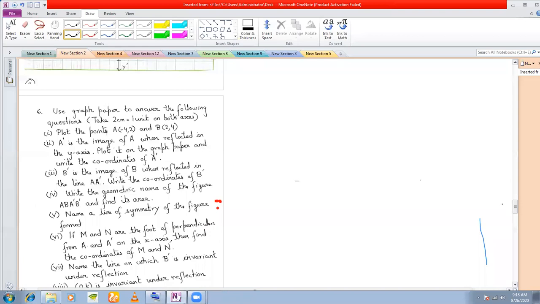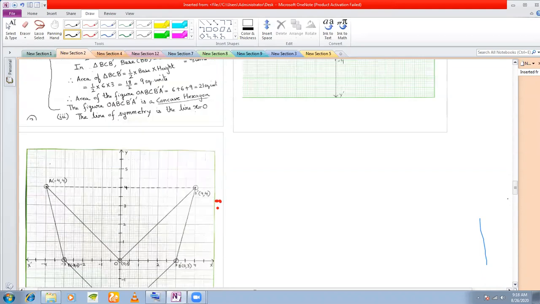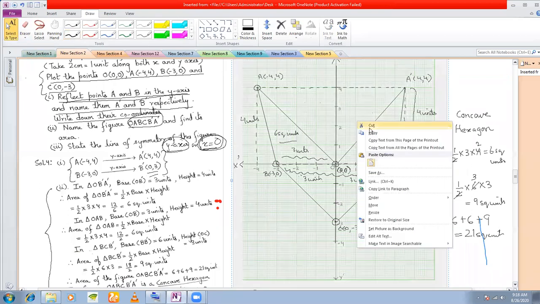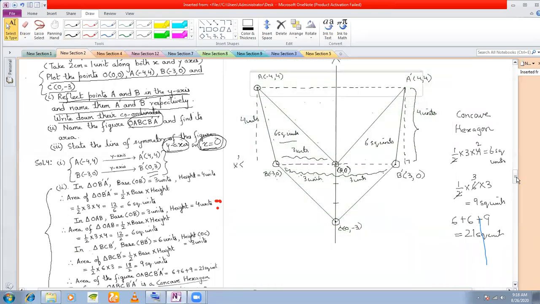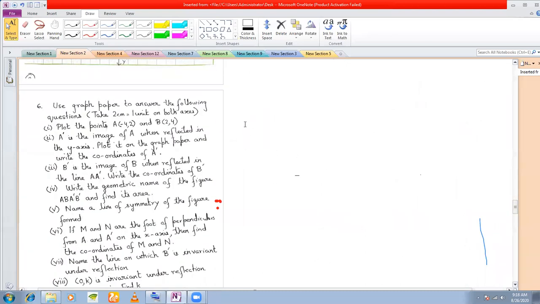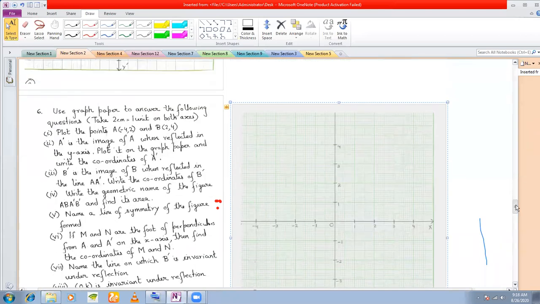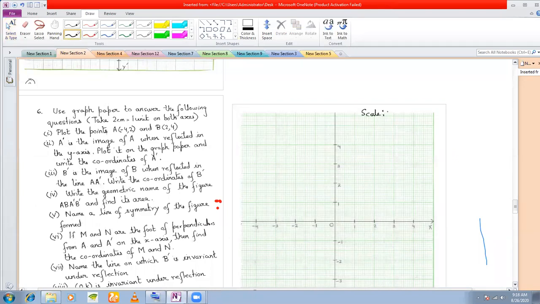Use graph paper to answer the question. Take 2 centimeter is equal to 1 unit on both the axes. That means which graph paper shall we use? We shall use this graph paper only. Okay. So fine. The scale is 2 centimeter is equal to 1 unit.